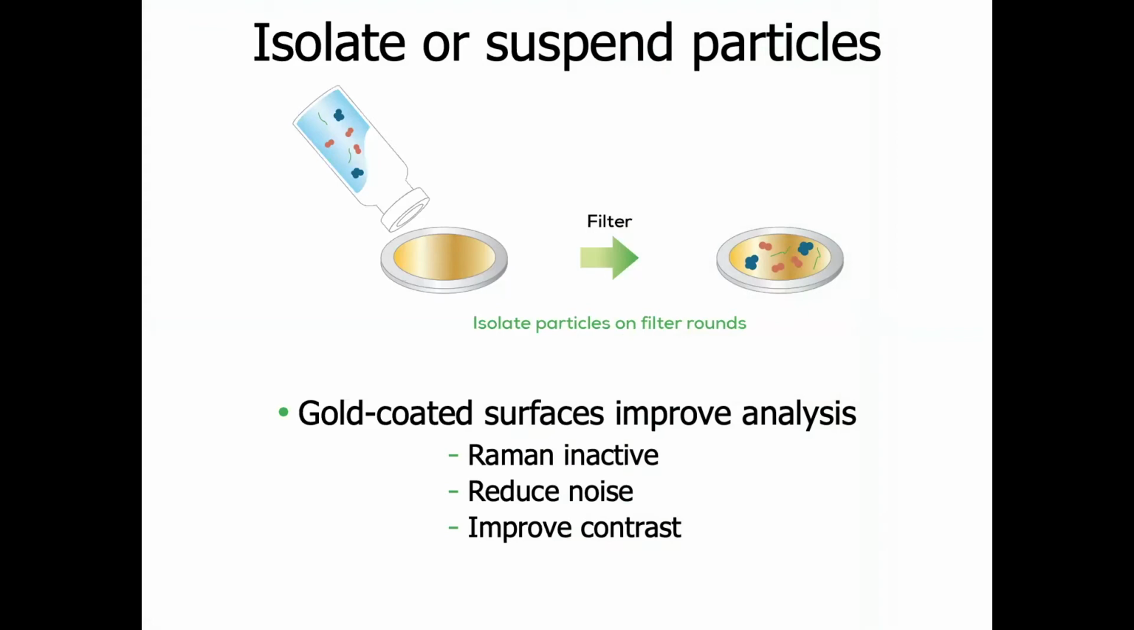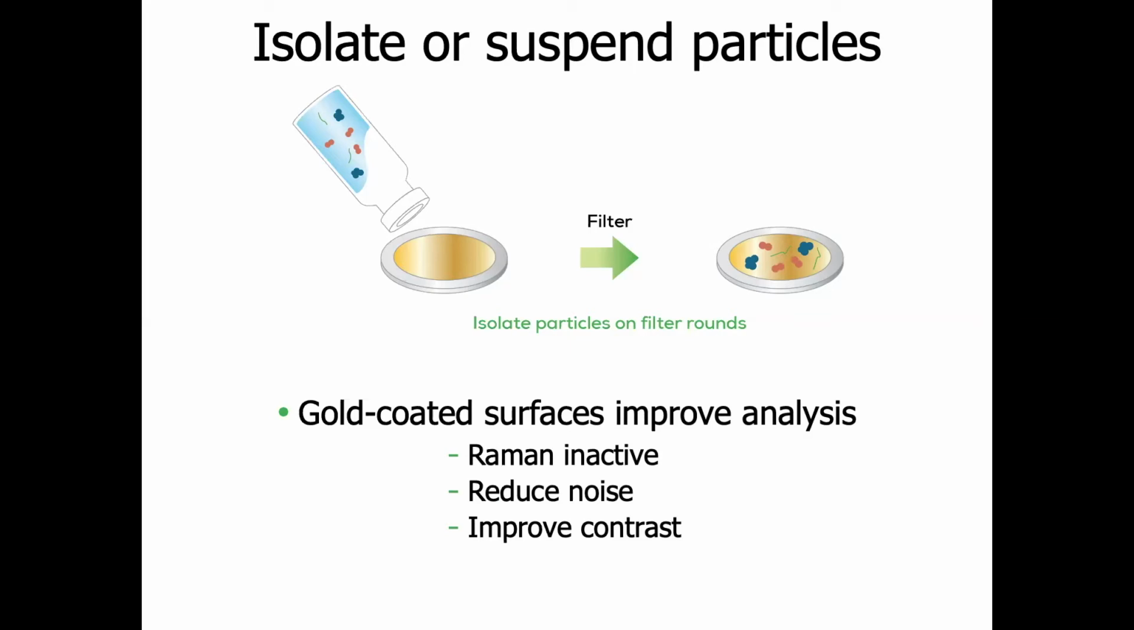For filtration, we mostly use our filter rounds, which are shown on this slide. Our filter rounds are gold-coated polymer foils available with different pore sizes, which are clamped into an aluminum ring. The gold-coated reflecting surface has several advantages that improve the analysis of particles. First, you can do counting in dark field, which gives you an ideal contrast to count all the particles that are on the filtration area. Second, as it is Raman inactive, you don't get any background signal from the gold surface.